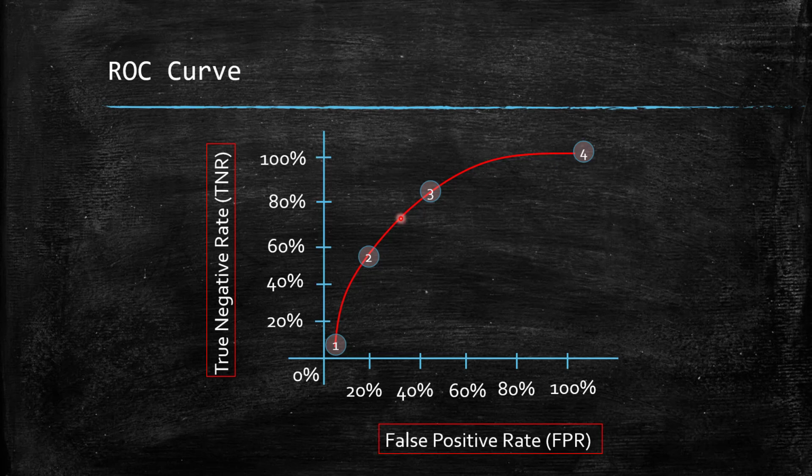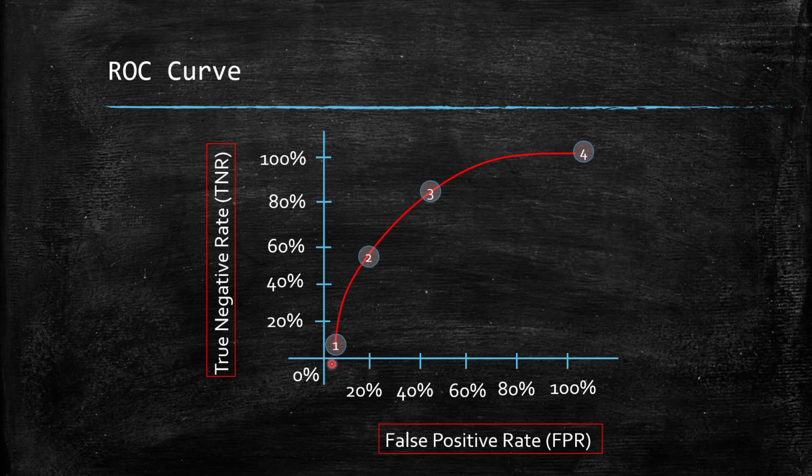Now, analyzing this particular curve, as I said, the x-axis is our false positive rate, and the y-axis is our true positive rate. That means the y-axis tells me how well you are classifying your positive values, and the x-axis tells me how you are misclassifying your negative values. If you classify more and more positive values, your graph will be higher and higher. If you misclassify more and more negative values, it will go further to the right.